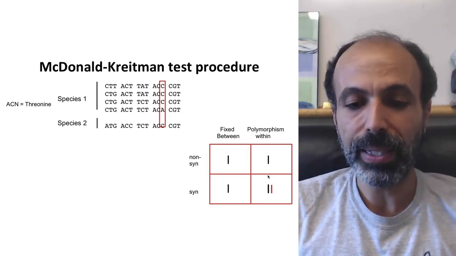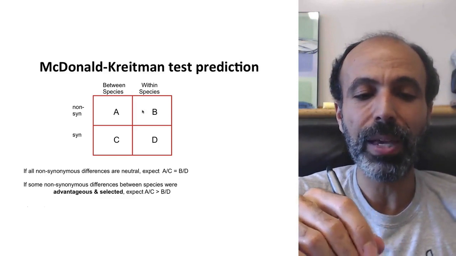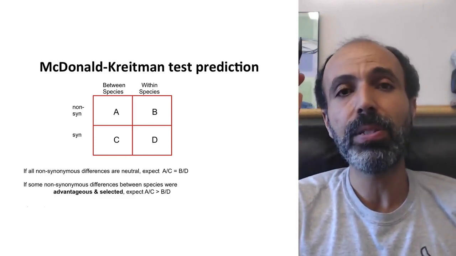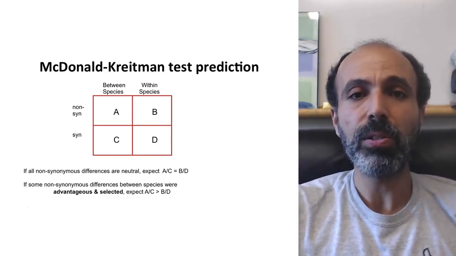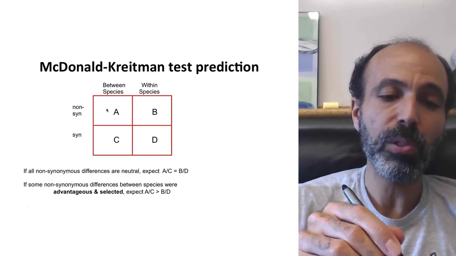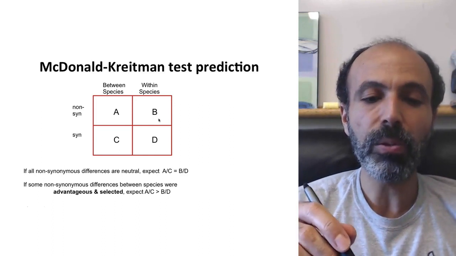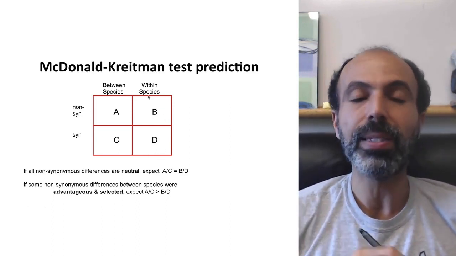So we basically tally these things up, and we have these 4 numbers that come out. We'll just call them A, B, C, and D for the sake of argument. If all non-synonymous differences are neutral, okay? If all non-synonymous differences are neutral, then we expect A divided by C, this ratio that you see between species, this is essentially reflecting the historical, should be equal to the ratio of B over D, what you see within species, or the present day.